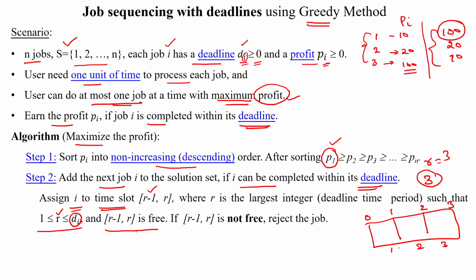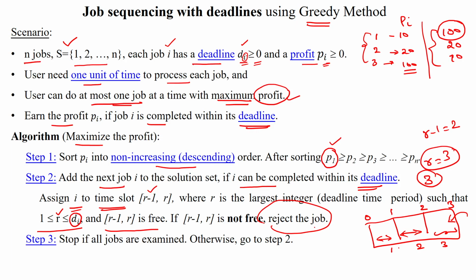Then we have to check whether r minus 1 comma r is free. So here r is 3, then r minus 1 is 2, so 2 comma 3 is the maximum slot, and we check whether this slot is free or not. If the time slot is free, we can insert the job into this time schedule to complete that job. Otherwise we have to check the previous slot. If it is not free, then we check this one. If all three slots are not free, then we have to reject that job. Like that we have to examine all the jobs given to us. If all are examined, then we can stop the algorithm.